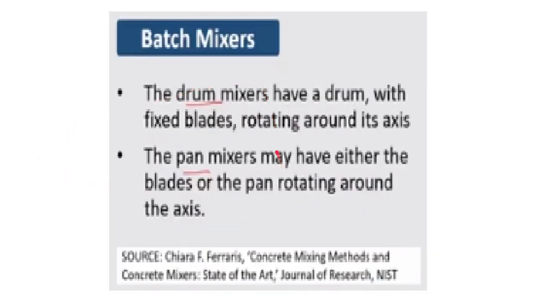The drum mixers have a drum with fixed blades, also known as a shaft, rotating around its axis. The pan mixers may have either the blades or the pan rotating around the axis. So basically all of them are of the same type, only the orientation differs. The drum is mainly inclined or horizontal, and in the pan mixer it is completely vertical.